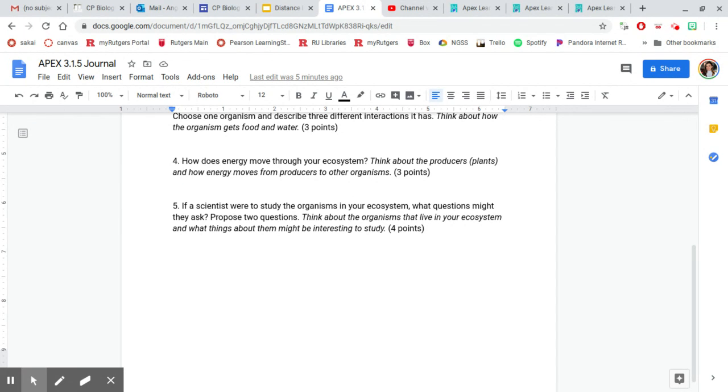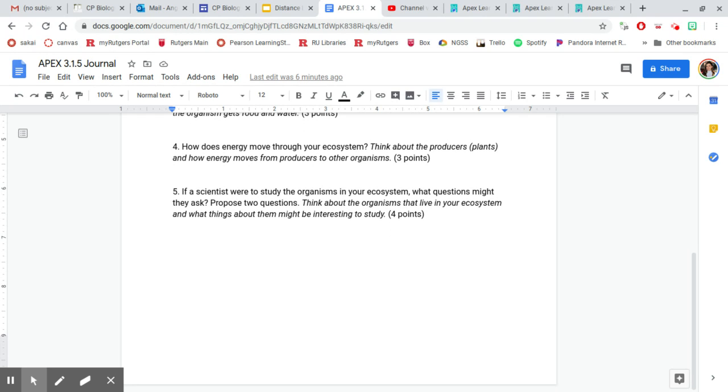Number 4, how does energy move through your ecosystem? So I kind of just touched on that. So the plants are the main producers. They undergo photosynthesis. So they create their own energy through that process. And then organisms like humans and animals, they go through cellular respiration. Plants do as well, but we mostly think about photosynthesis. But they also do cellular respiration, and that's how we produce energy. So when we consume plants or we consume animals, we're taking in the energy that they have. So it's through the act of consuming that they're able to pass energy along from one organism to another.